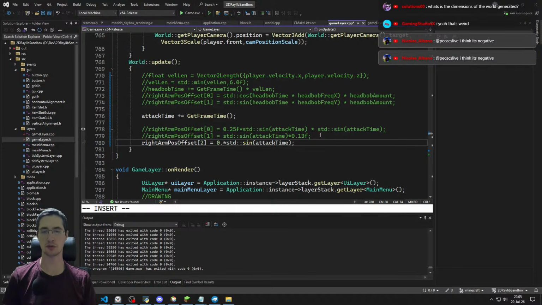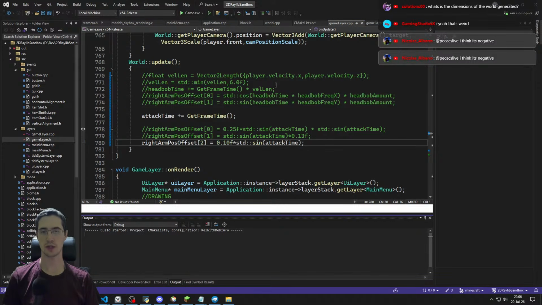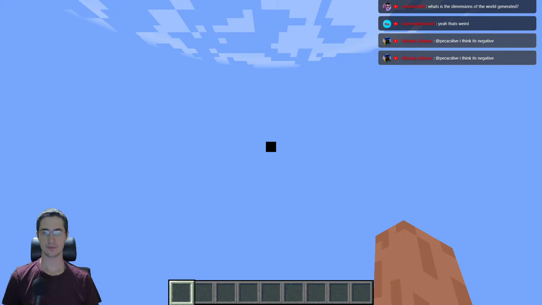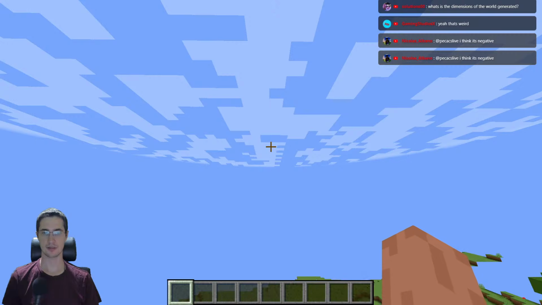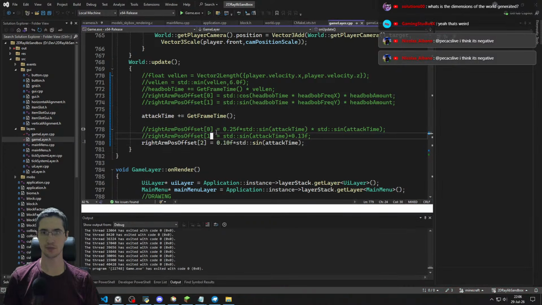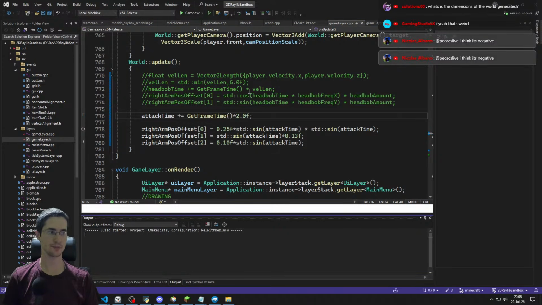Like 0, how much? 0.1f. This is on the z-axis. Okay, let's test it now. Let's combine all of them. And we can try to increase the speed 2 times.